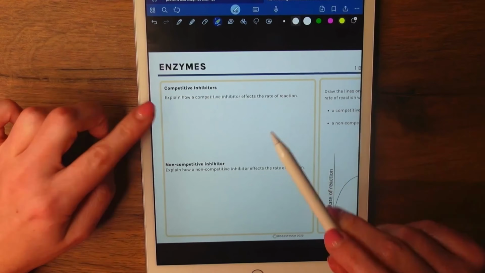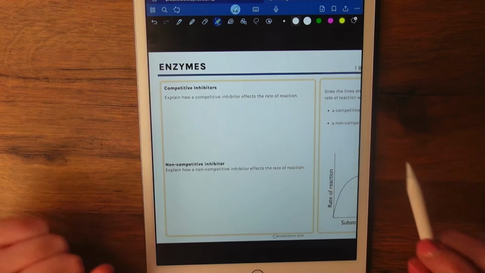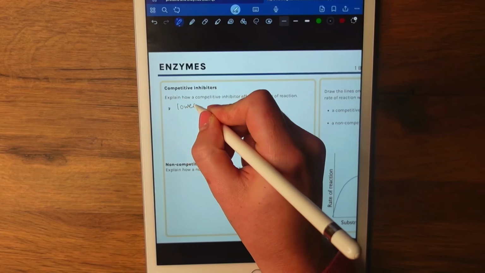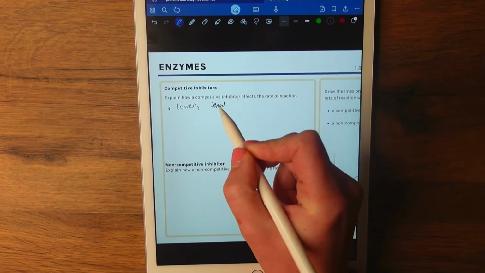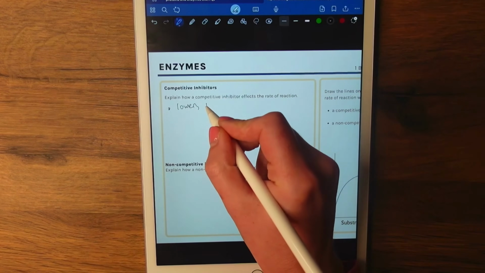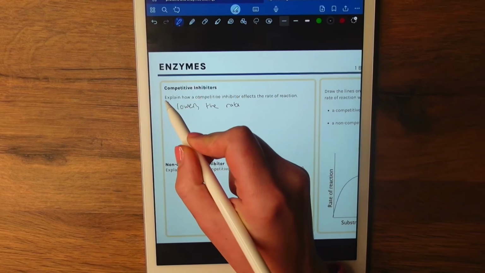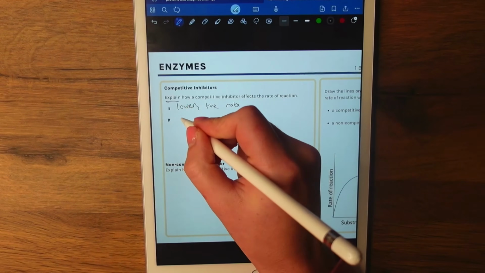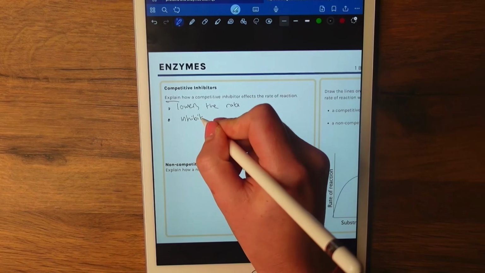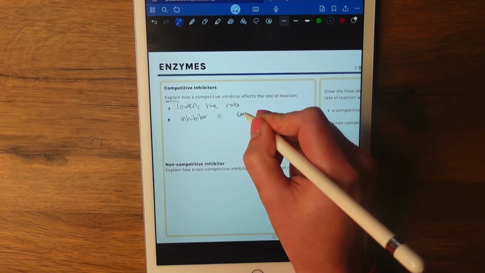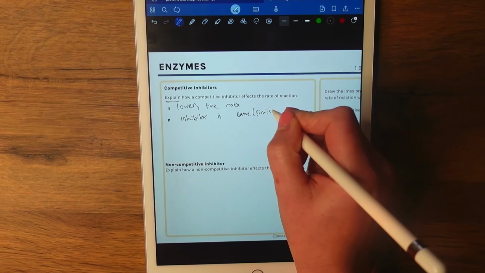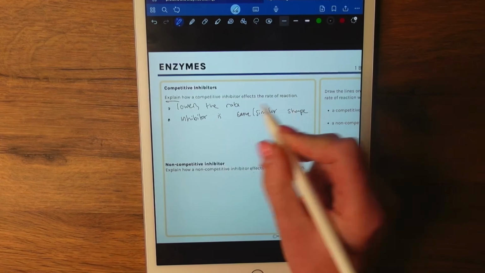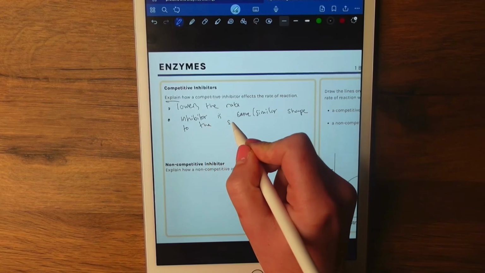So competitive inhibitors. Explain how a competitive inhibitor affects the rate of reaction. Let's go. Lowers the rate. Let's cross it out. Lowers the rate, but it's asked me to explain. That's a statement or description. So it lowers it because the inhibitor is same/similar, is what they always say on the mark scheme. So you can say either or. Inhibitor is same or similar shape to the substrate.